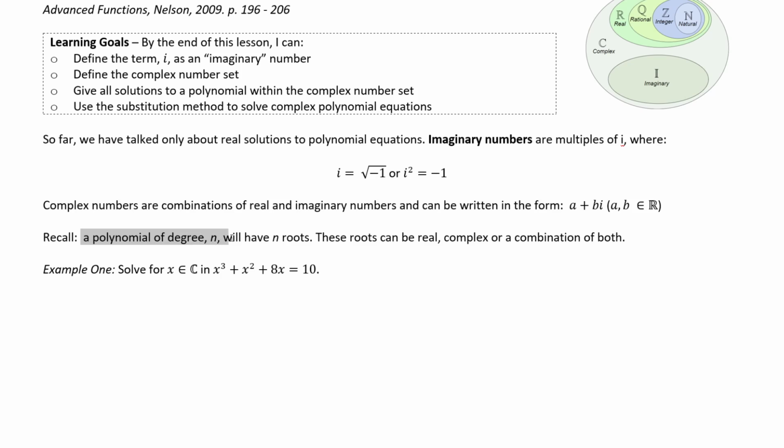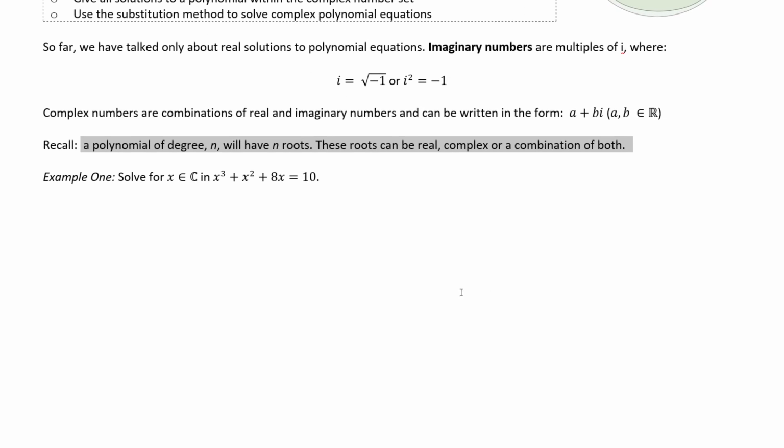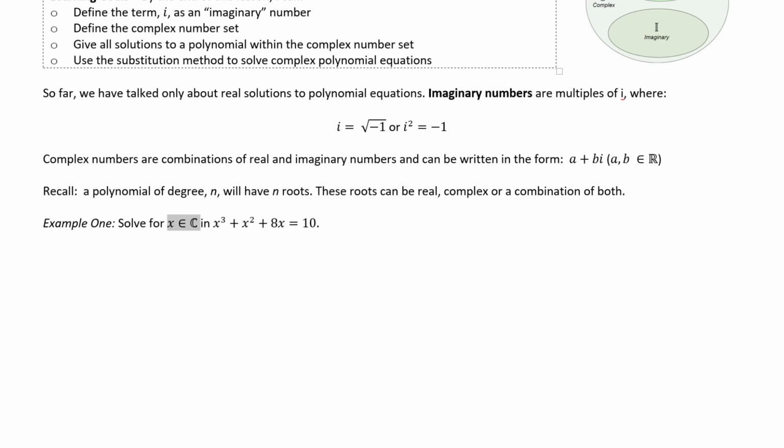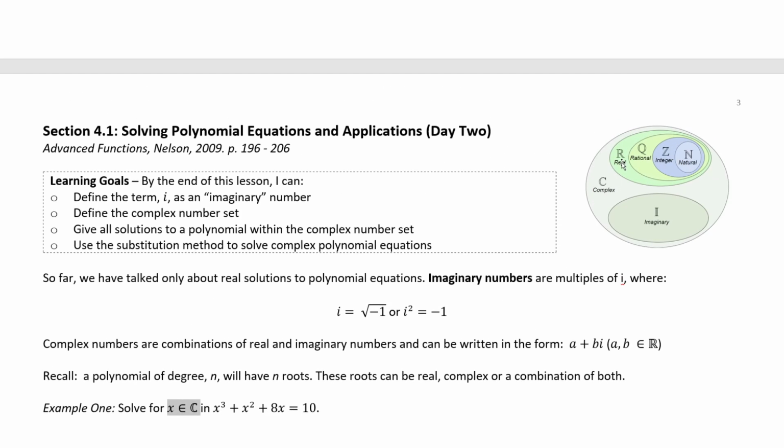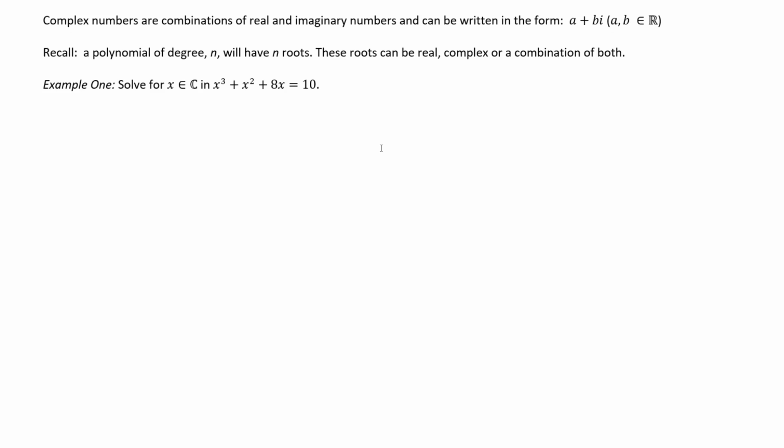Recall, a polynomial of degree n will have n roots. These roots can be real, complex, or a combination of both. Now remember, this is x to the power of 3, so there should be 3 distinct roots. All right, so we're going to find these roots, but instead of just finding the real roots, we're going to find complex roots. And remember that complex roots can include real roots.